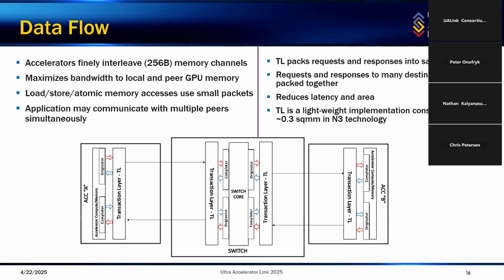Finally, TL is a very lightweight implementation. It is both low latency and efficient in its area. Now, implementations may differ, but a rough expectation is around 0.3 square millimeter per UALink stack in N3 technology. Also, area is dependent on the round trip latency tolerance, which includes cable length and retimers in the path. But as you can see, it is designed for efficient implementations.